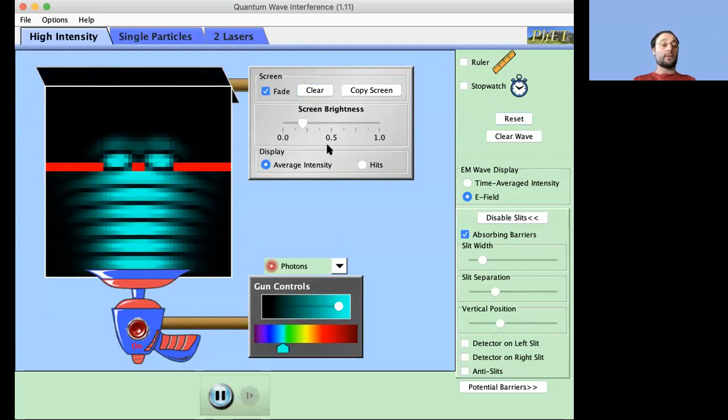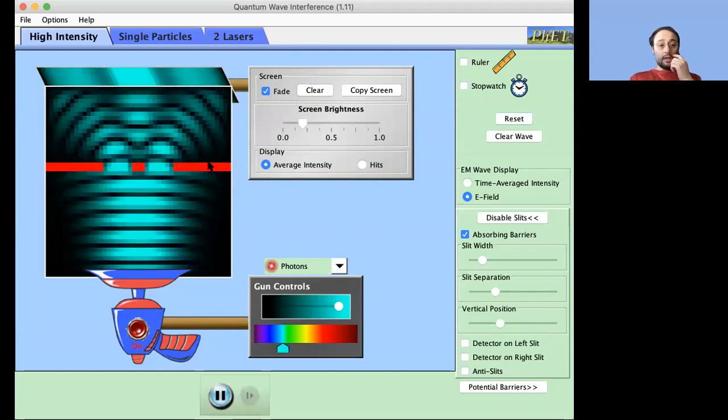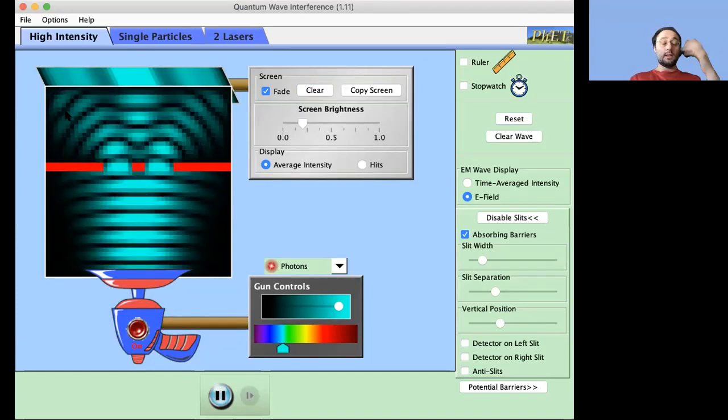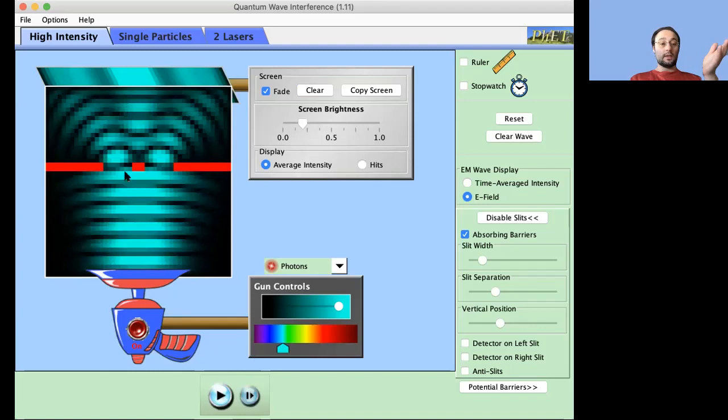Okay, so this is the electric field, and you can see as the electric field passes through the slits, it diffracts. So I can pause, it diffracts. Sorry for the low resolution. This simulation works best on low resolution. It diffracts, and you can see zones of constructive interference, the three zones of constructive interference.